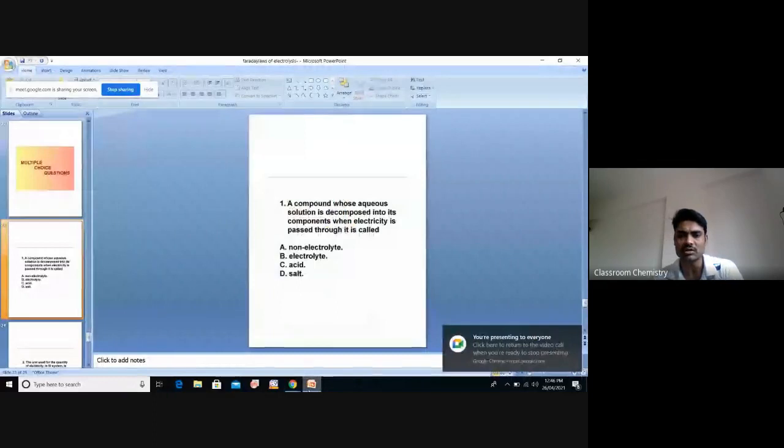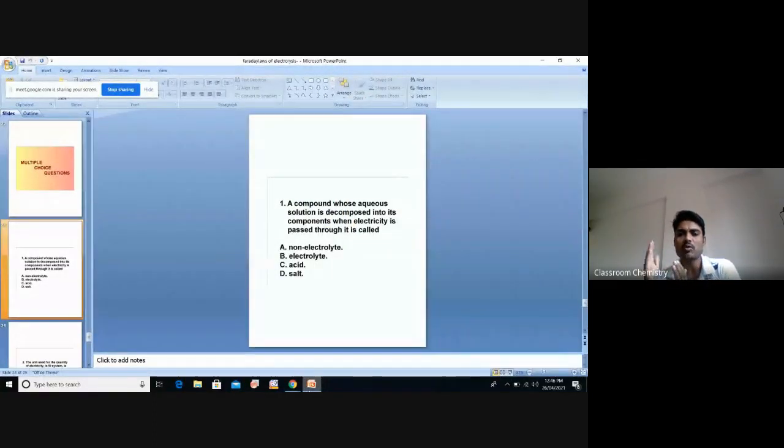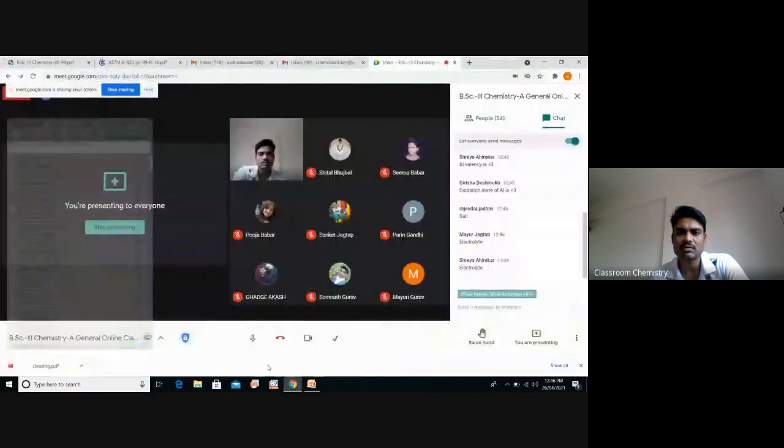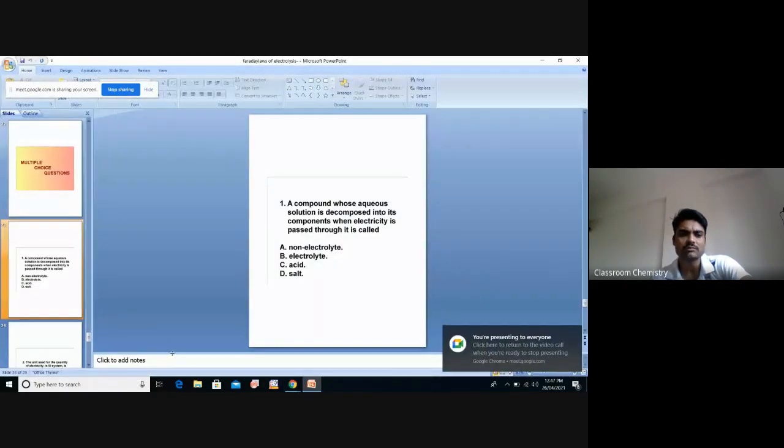A compound whose aqueous solution, the solution that we prepare, decomposes after passing external electric current is called as. The options are non-electrolyte, electrolyte, acid and salts. Okay, electrolyte. This electrolyte answer is correct. Are you all having an idea regarding this, what is the definition of an electrolyte?